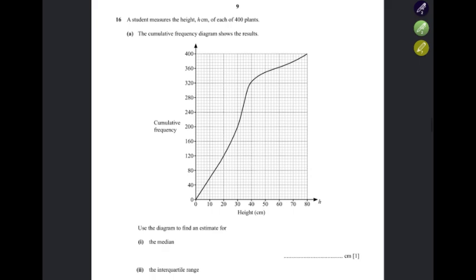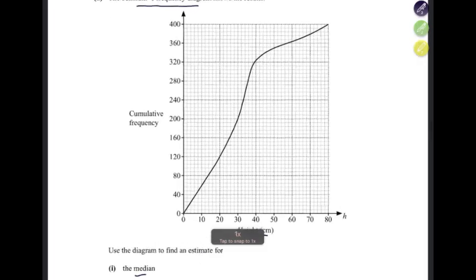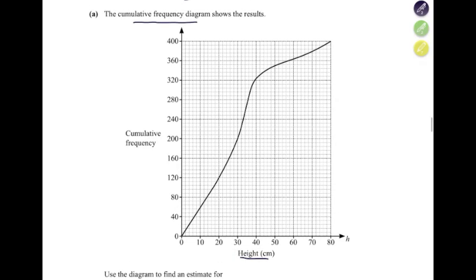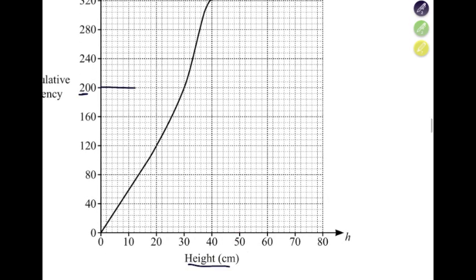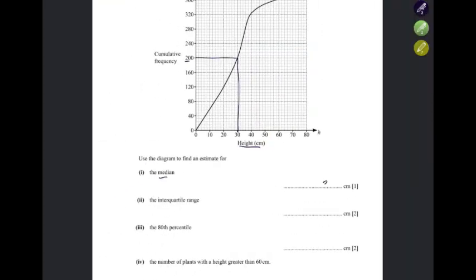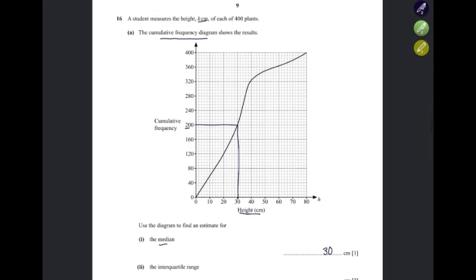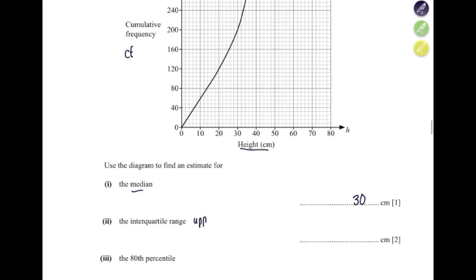Okay, question number 16. A student measures the height of each of 400 plants. The cumulative frequency diagram shows the results. Use the diagram to find an estimate for the median. For a cumulative frequency graph, we should see the center between 400 and 0, which is going to be 200. So what is the height when the frequency is 200? This is going to be 30 centimeter. Interquartile range. The formula is upper quartile minus lower quartile.